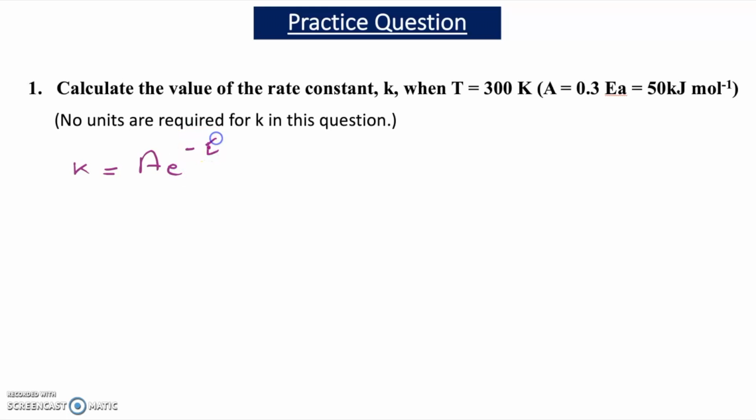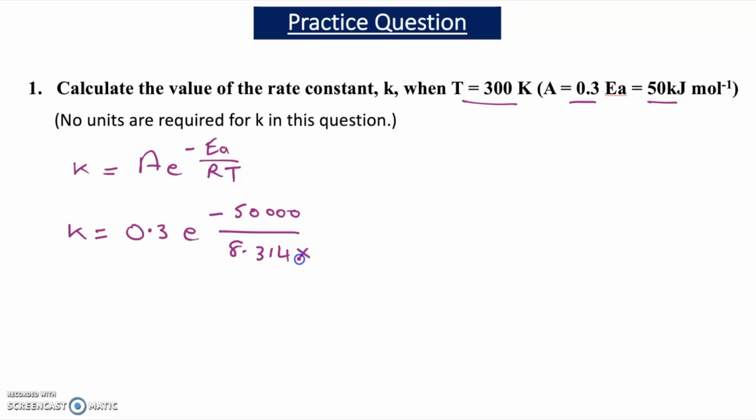So if we use our Arrhenius equation, k is equal to A e to the minus Ea over RT, where temperature T is equal to 300 Kelvin, A is equal to 0.3, and the activation energy is equal to 50 kilojoules per mole, which is 50,000 joules per mole. And we have to use joules per mole in this equation. So k is equal to 0.3 times e to the minus 50,000 over 8.314 times the temperature 300. And remember, R is our gas constant, which is 8.314.